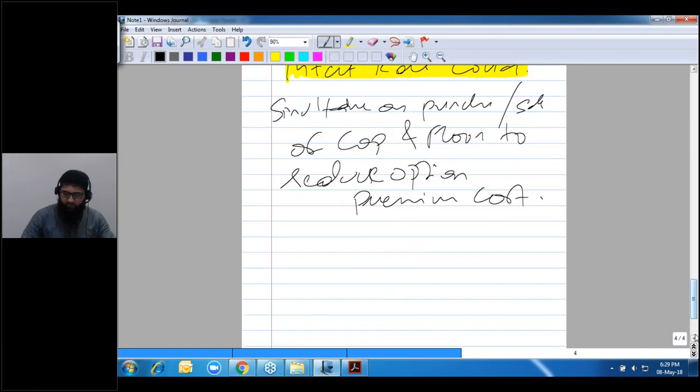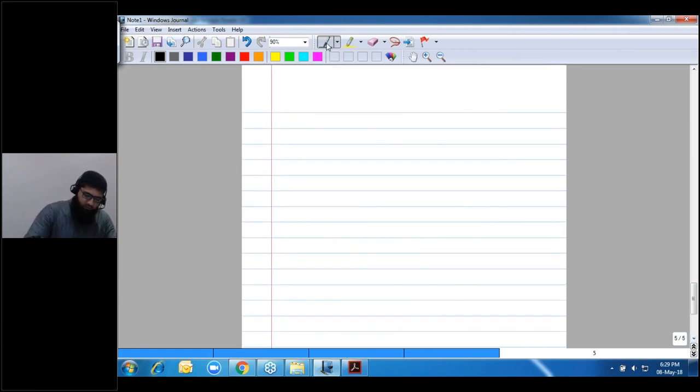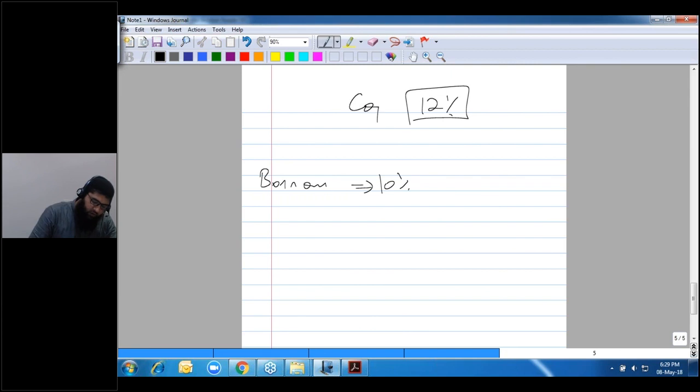Now let's discuss. Assume that you are a borrower. Presently the interest rate is 10%. You have bought a cap at 12%. By buying a cap, you've ended up paying a premium of 0.3%, let's say.